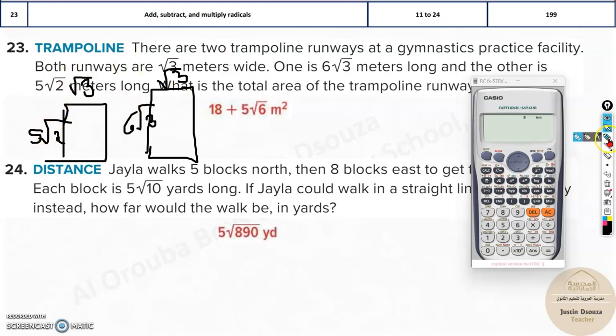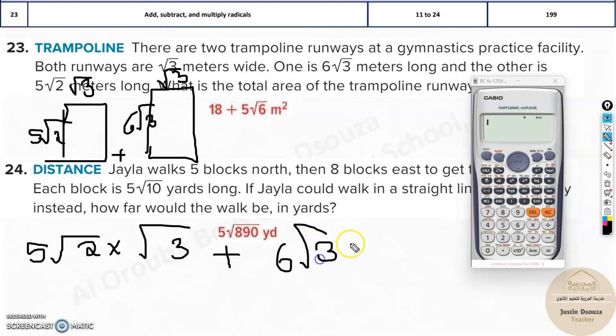That means you need to add this. So your equation would be, you should draw basically a simple diagram. And then you need to write the area of this: 5 root 2 into root 3 plus 6 root 3 into root 3. I'll just do it directly in the calculator now. 5 root 2 times root 3, plus, sorry, it should be outside, plus 6 root 3 times root 3. The answer is 18 plus 5 root 6.